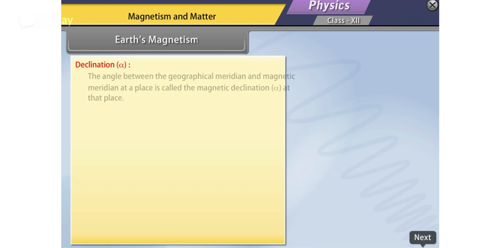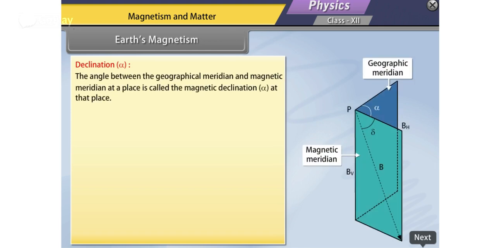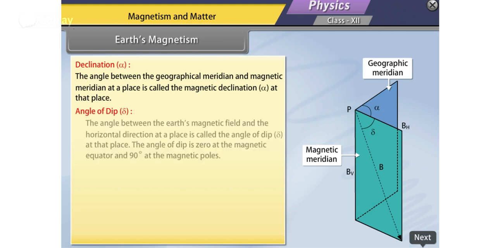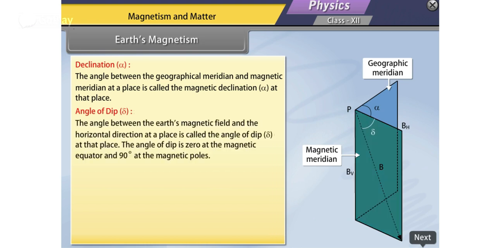Declination, alpha. The angle between the geographical meridian and magnetic meridian at a place is called the magnetic declination at that place. Angle of dip, delta. The angle between the Earth's magnetic field and the horizontal direction at a place is called the angle of dip at that place. The angle of dip is 0 at the magnetic equator and 90 degrees at the magnetic poles.